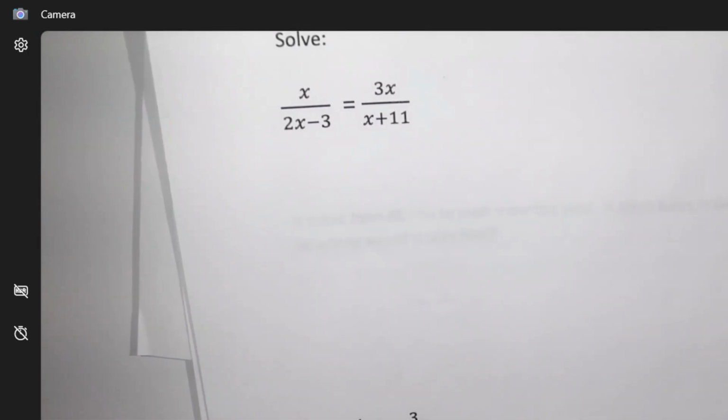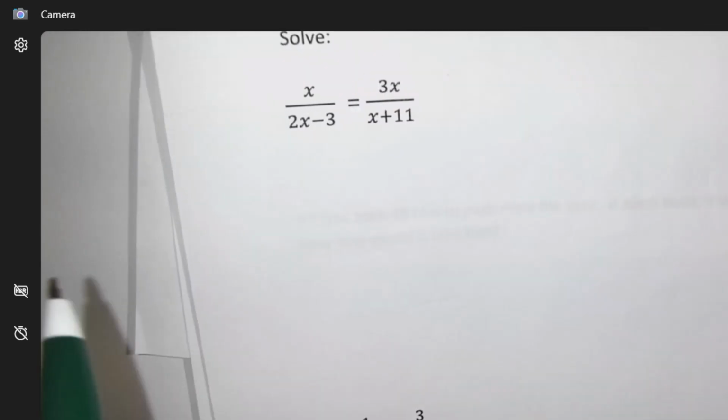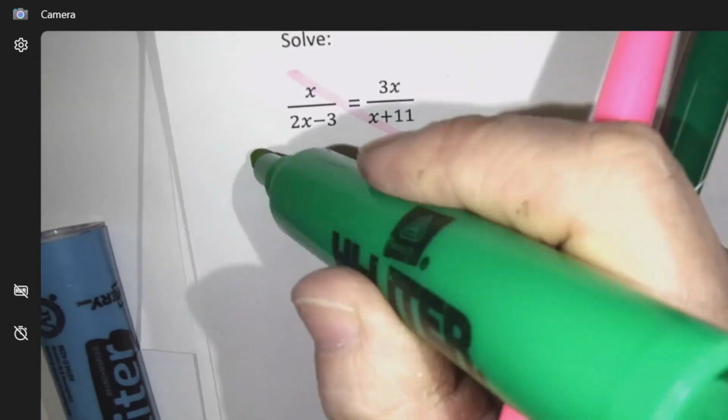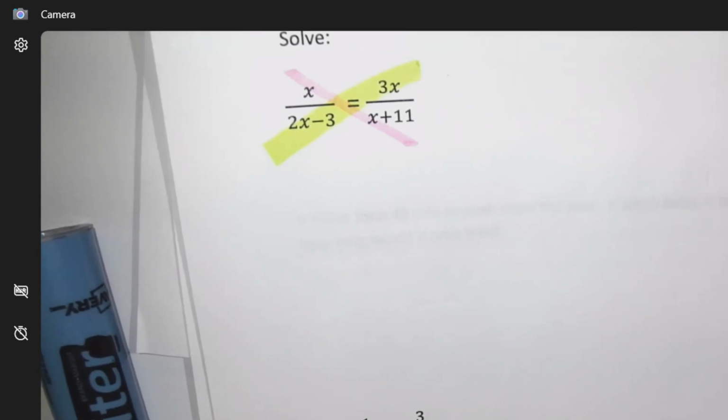Okay, with solving, I gave you two big ideas. I said you should either cross multiply or common denominator drop. So this would be one where I'm going to pick cross multiply. You see it? Because there's one fraction and one fraction.